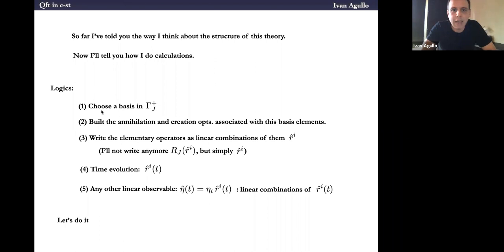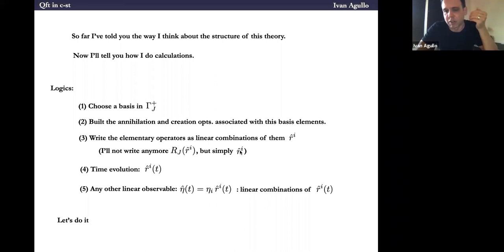First, I choose a basis on gamma plus, the subspace of positive norm selected by J. Then I build annihilation and creation operators out of these basis elements. Then I write a representation for the elementary observables, Qs and Ps, out of that in a simple manner. And then I will be able to do time evolution. Then, multiplying by the components of another covector, I will have the representation of any linear observable. By the way, I will not keep carrying the notation of the representation defined by J of this operator, because the notation is very heavy. So from now on, I will use just a smaller hat to indicate the representation, as we normally do in textbooks.